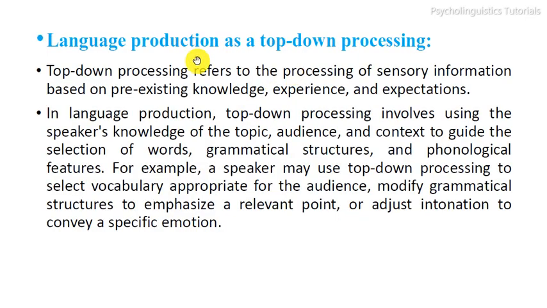Okay, now let's see language production as a top-down processing. Top-down processing refers to the processing of sensory information based on pre-existing knowledge, experience, and expectations. In language production, top-down processing involves using the speaker's knowledge of the topic, audience, and context to guide the selection of words, grammatical structures, and phonological features. For example, a speaker may use top-down processing to select vocabulary appropriate for the audience, modify grammatical structures to emphasize a relevant point, or adjust intonation to convey a specific emotion.